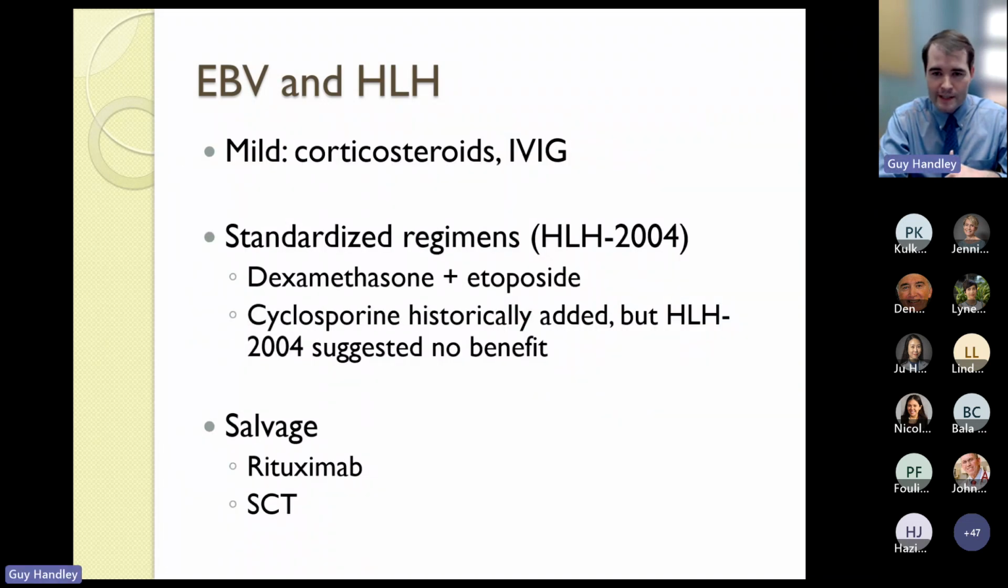Treatment for mild cases is corticosteroids and IVIG. There are standardized regimens. There was a landmark trial, HLH-2004, that utilized dexamethasone and etoposide. Cyclosporin was historically added to that, but this study essentially looked at just dexamethasone and etoposide versus the historical treatment and showed no benefit of cyclosporin. If that fails, the next step is usually rituximab, or in the worst cases, stem cell transplant.